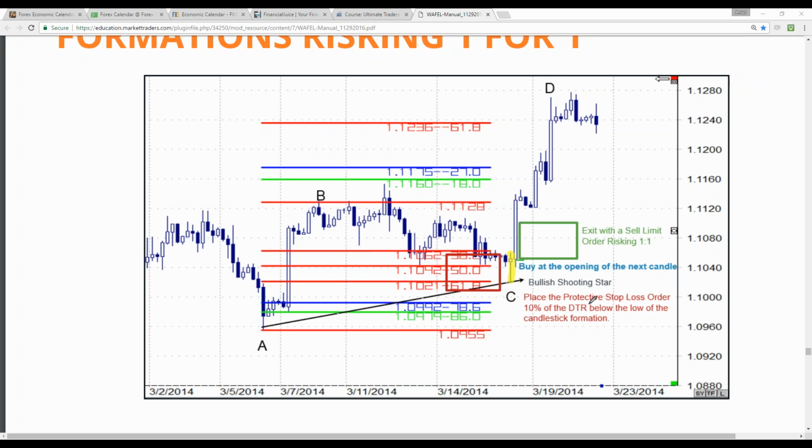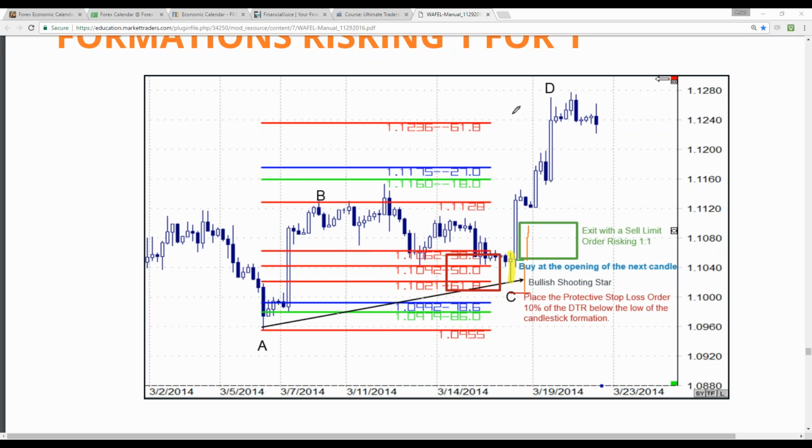Then I'm going to take the DTR and calculate the 10%, and that will be the amount of pips below the candlestick formation low where I'll look to place my stop. Then I am going to determine my risk by measuring the distance between my entry and my stop. And whatever that distance is in pips will be the same amount of pips that I'll be looking to take profit at. Now I can repeat that process every time.